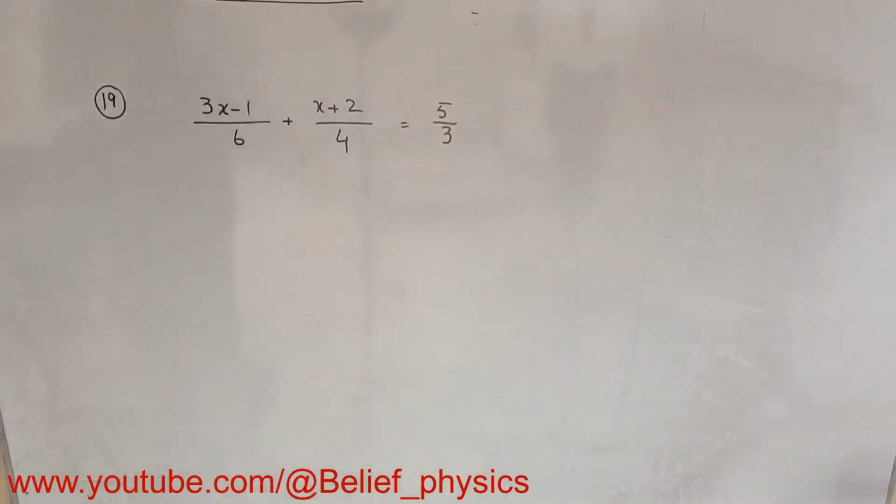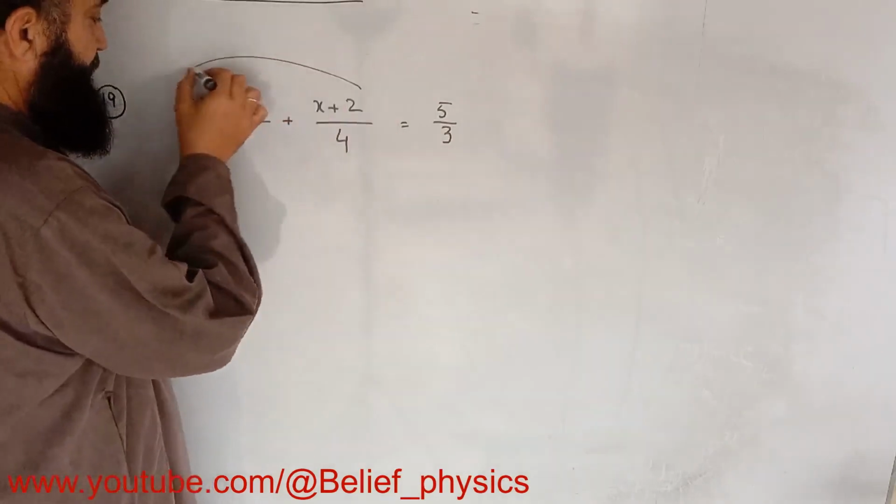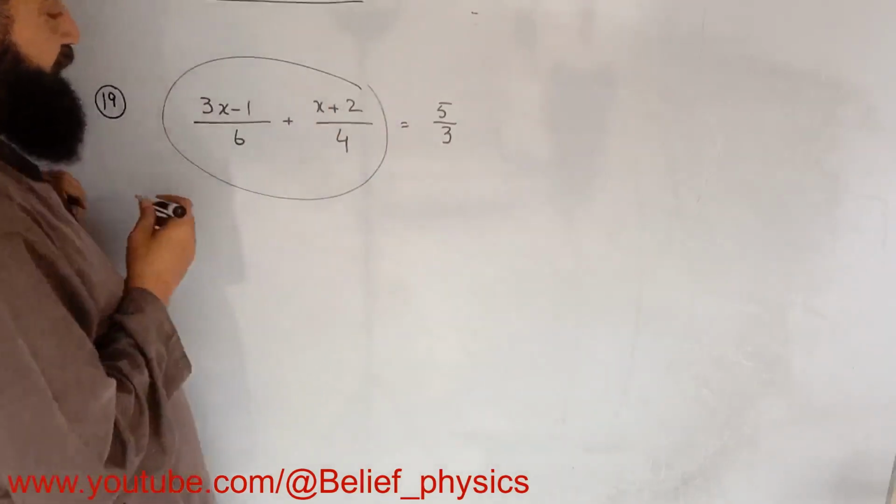Question number 19: we are given an equation. It is actually a linear equation: (3x minus 1) over 6 plus (x plus 2) over 4 is equal to 5 over 3. We have to solve it. First of all, we take this part. How to solve it?